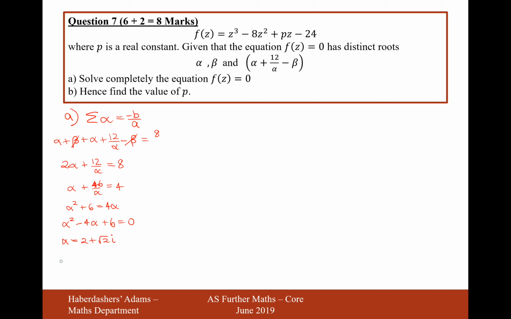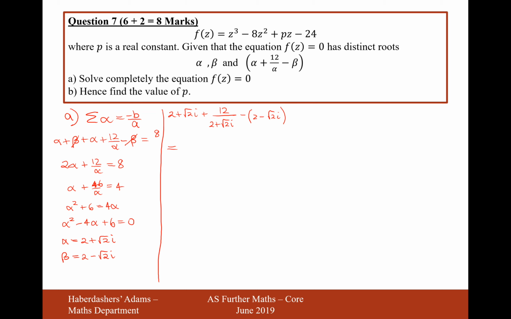And without loss of generality, the other root, which is 2 minus root 2i, we can just set equal to beta. Now, how do we know that the 2 minus root 2i is not the other one? Well, you could do that as well, and you would get exactly the same value for the next root that we're about to get. So if alpha is 2 plus root 2i, 2 plus root 2i plus 12 over 2 plus root 2i, and then minus beta, which is 2 minus root 2i.